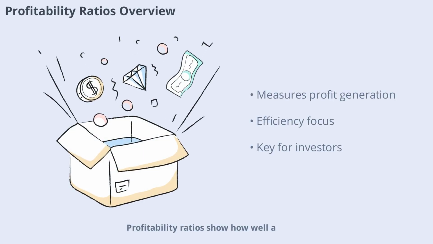Profitability ratios show how well a company generates profit from its resources. These ratios are key for investors and managers who want to know if the business is making money efficiently. Common profitability ratios include gross profit margin, net profit margin, return on assets, and return on equity. Each ratio offers a different perspective on profitability.